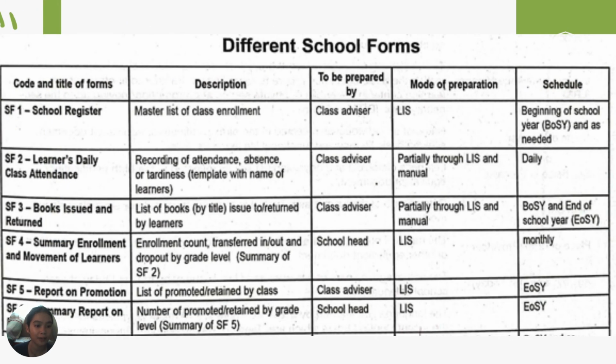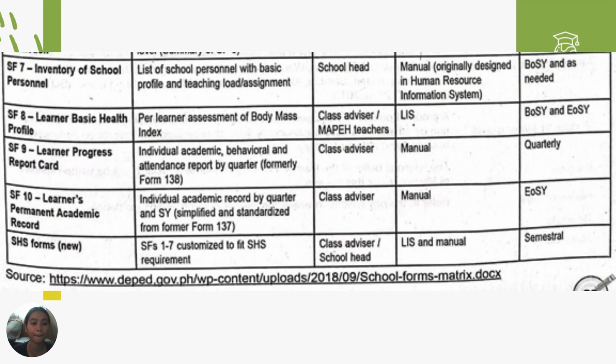So I have here the table. We have SF1, the school register; SF2, learners' daily class attendance; SF3, books issued and returned; SF4, the summary of enrollment and movement of learners; SF5, the report on promotion; SF6, the summary report on promotion; and SF7, the inventory of personnel.